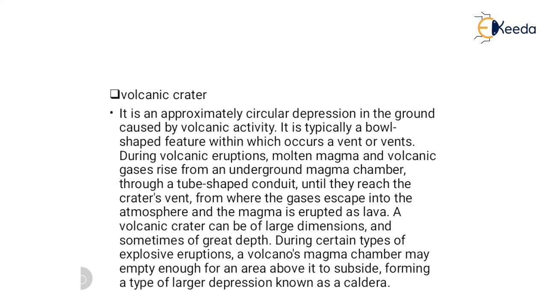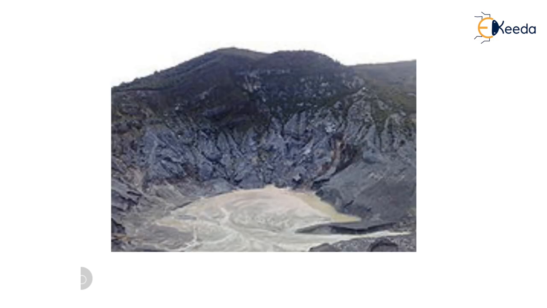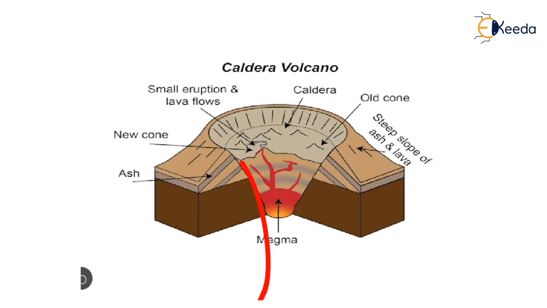So this circular depression is found on the surface. This is called a crater. This is formed due to volcanic activity. And if it has a high depth, then this type of structure is also called a caldera volcano.